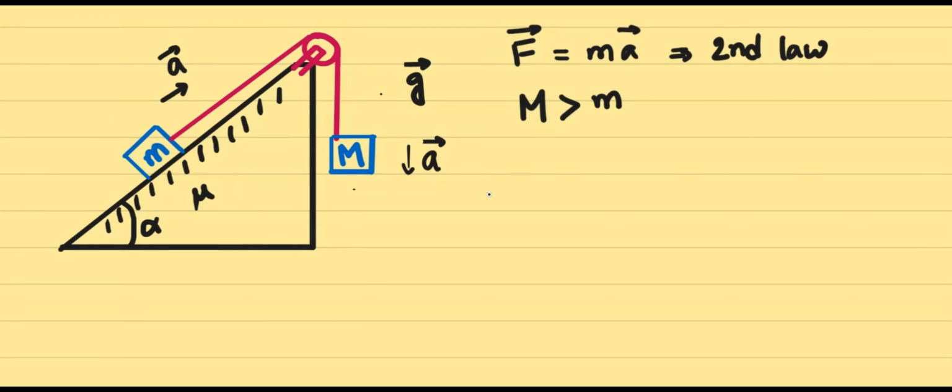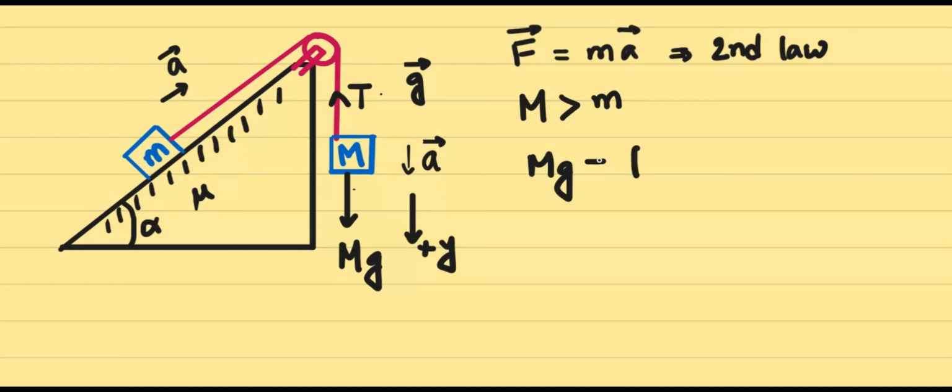Now for the mass big M, we have two forces acting on it. One is the gravitational force, which is Mg, and the other one is the tension force along the string, which is written as T. Now we choose our positive y-axis to be in the given direction. So what we have is Mg minus T equals capital M times a. That would be our equation number 1.